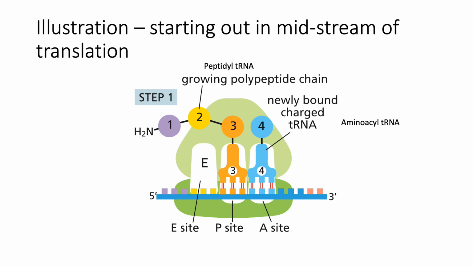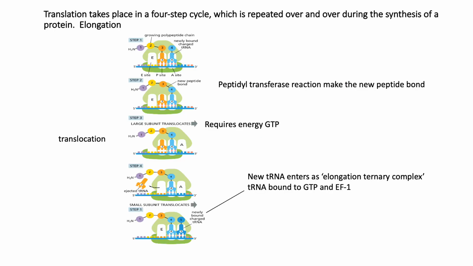Now what we want to do is look at what happens during this process in order to generate these different products, and how proteins are synthesized, and how they're elongated at each step after each codon is read. So the translation of protein synthesis takes place in a cyclical manner, which is repeated over and over again, every time adding another amino acid. So let's take a look at this.